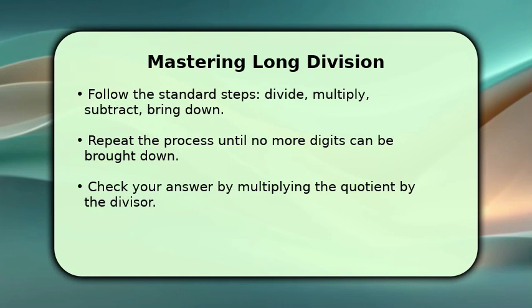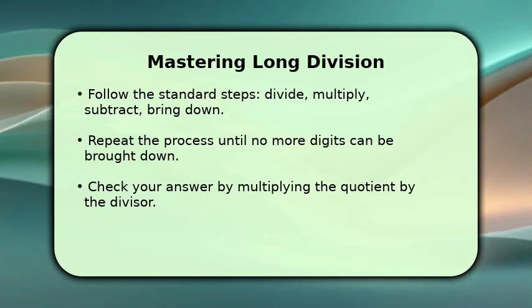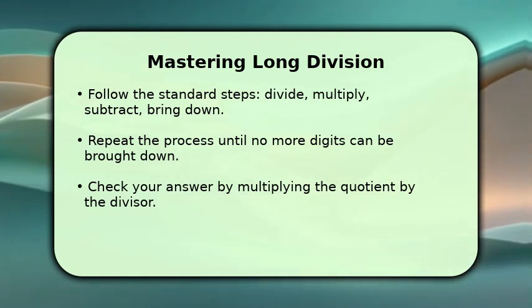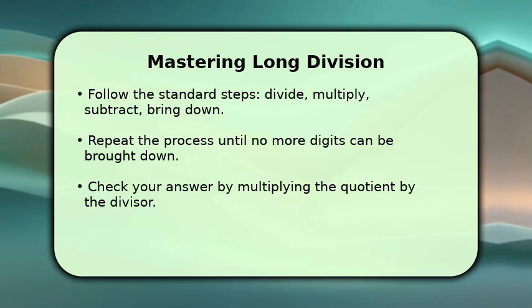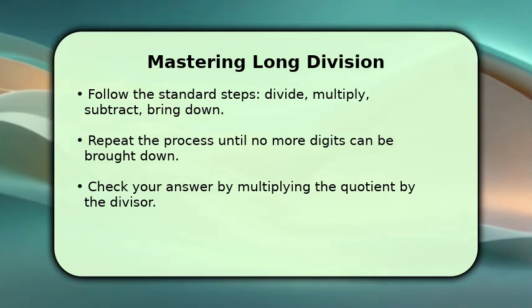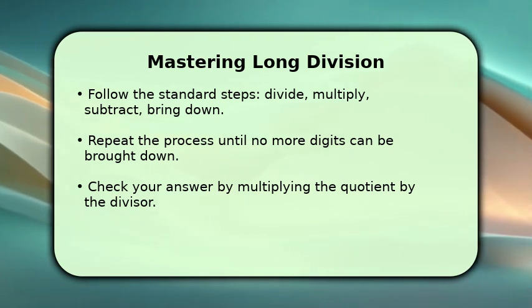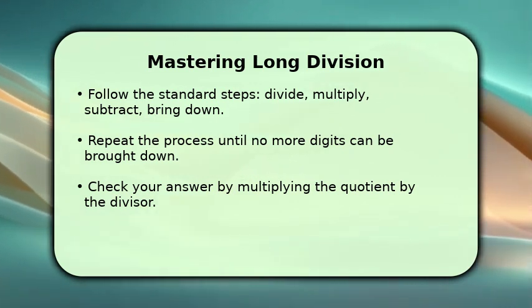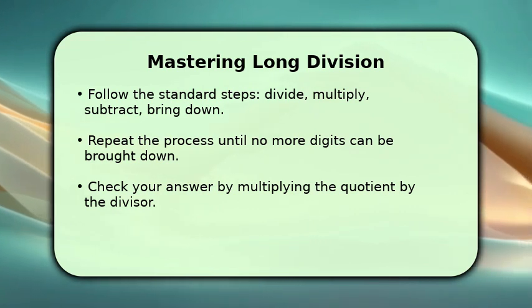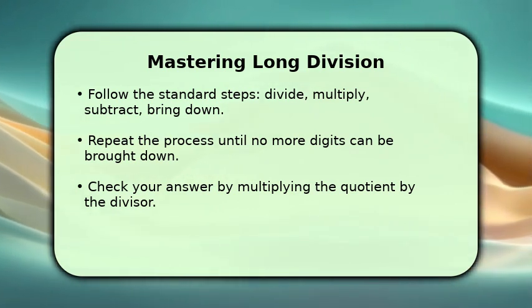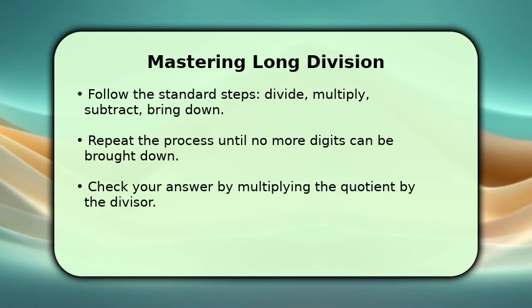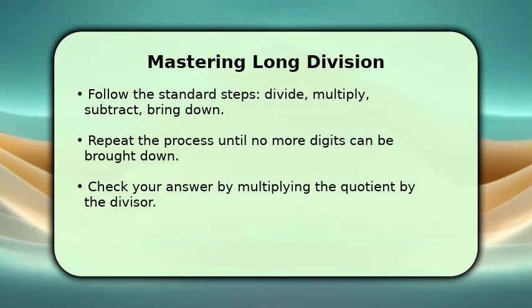Now, let's walk through the long division process step by step. First, divide the initial part of the dividend by the divisor. Then, multiply your quotient by the divisor and subtract that product from the dividend. Bring down the next digit and repeat these steps. Continue until all digits are used. Always check your work by multiplying the quotient by the divisor. It should equal the original dividend.